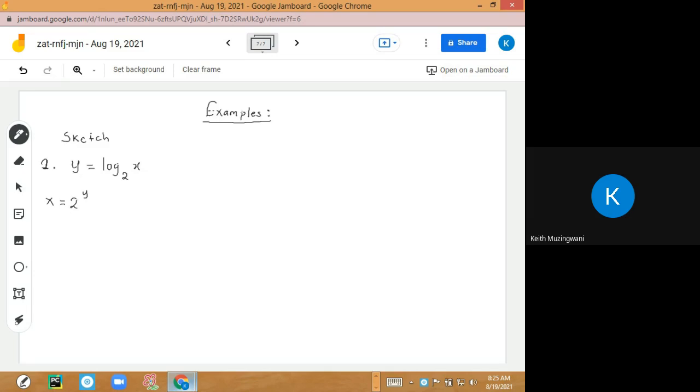And once we have such an equation, it means that we can use a table like we did for other functions, except that this time around, we'll have to know the values of y and look for the values of x.